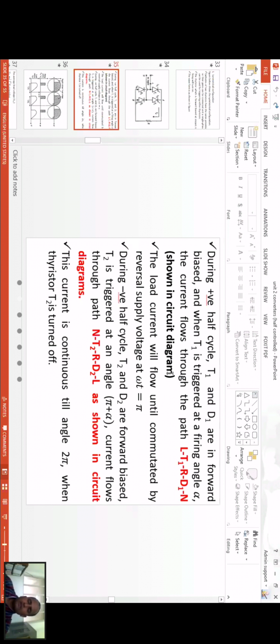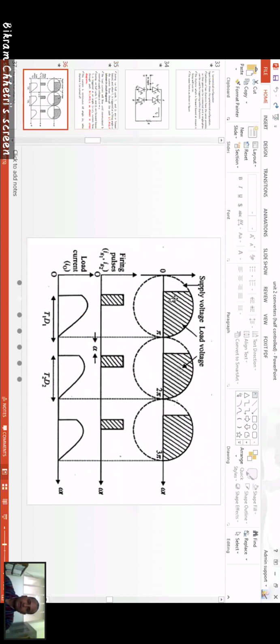So the load current will flow until commutated by the reverse supply voltage. It keeps on flowing until there is a reverse flow of current. So this is the point where you're triggering, Ig1. This is the supply voltage and this is the load voltage. The output voltage will depend on this firing angle.